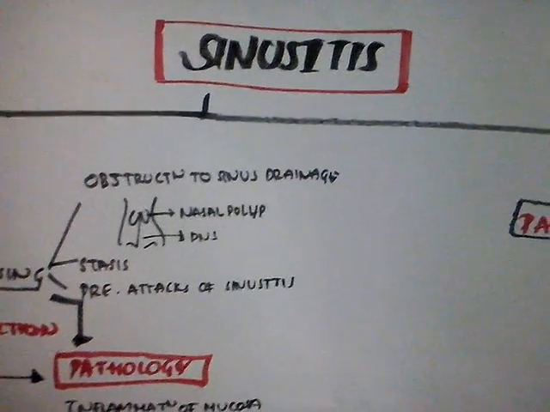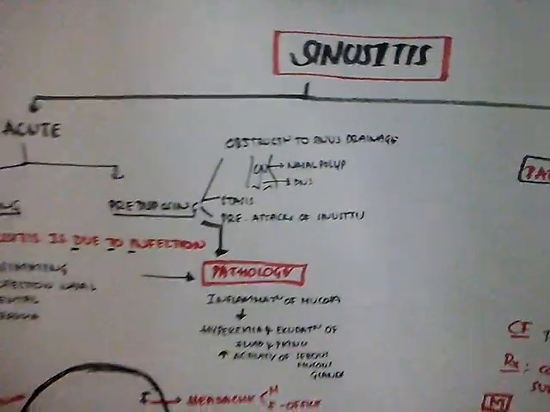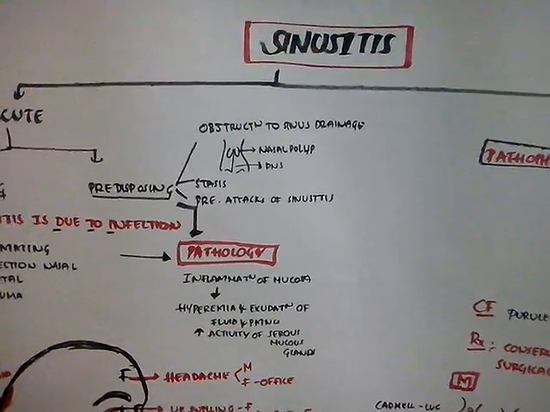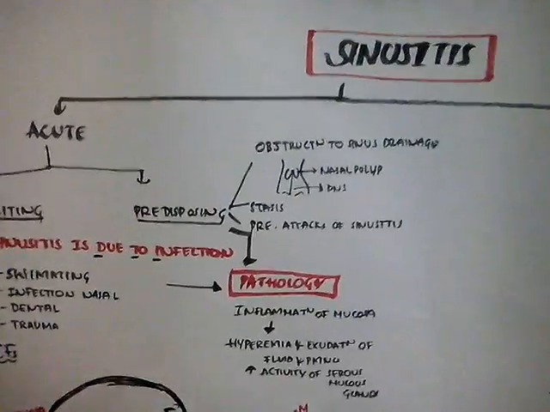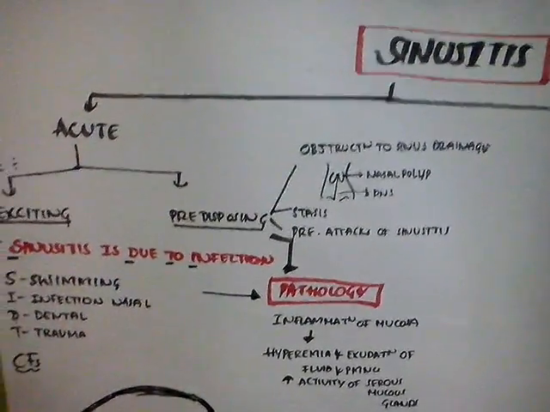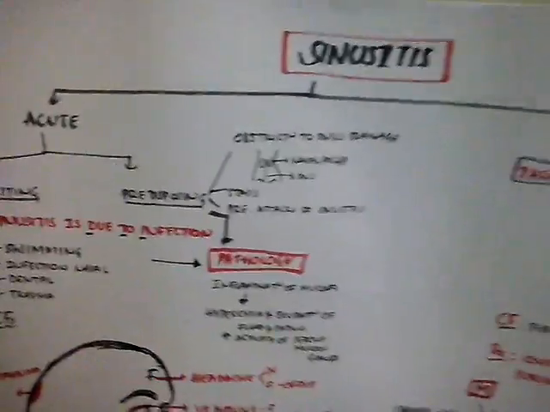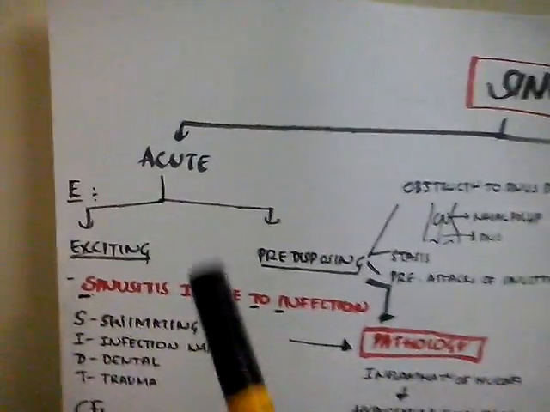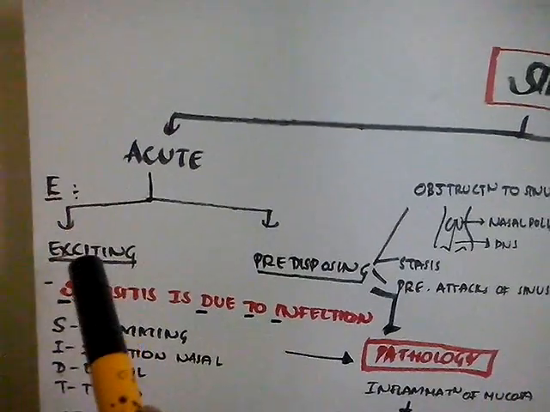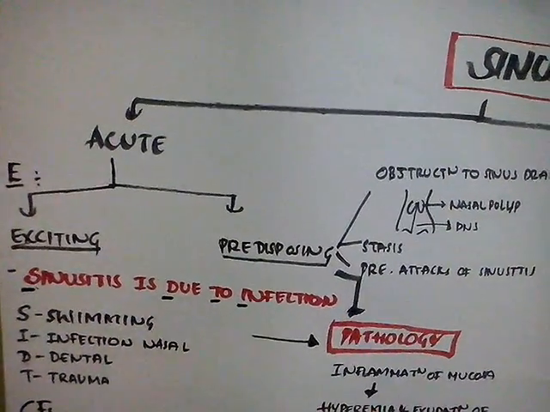Coming to sinusitis, it is an infection caused to the sinuses. Sinuses are of four types: frontal, ethmoid, maxillary, and sphenoid. And sinusitis is of acute type and chronic type. Coming to the acute type, etiology, it is divided into three causes: exciting, predisposing causes, and general causes.